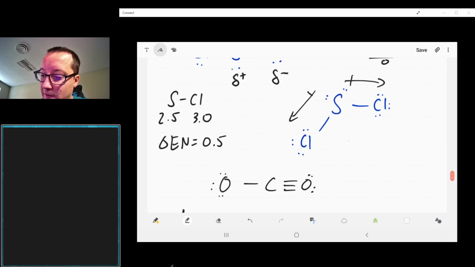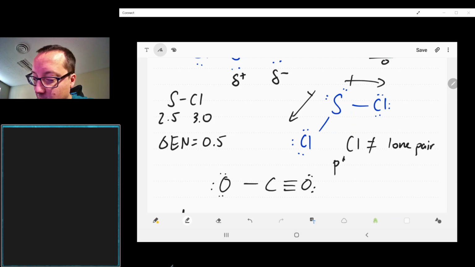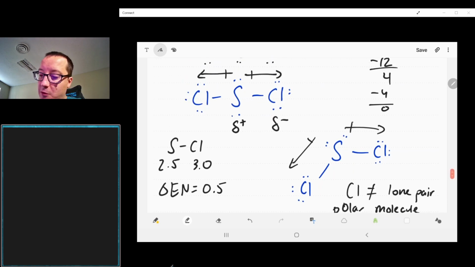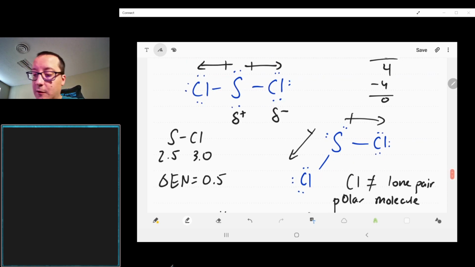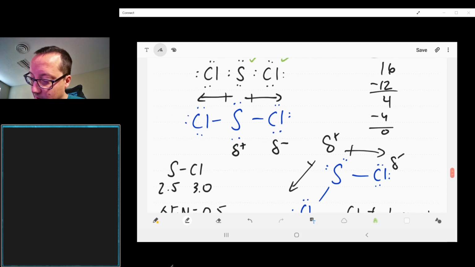A chlorine is not the same as a lone pair, so this should be a polar molecule. And indeed, we would see that overall, this sulfur would be partially positive, and these chlorines would be partially negative. And we're going to see that if we were to just look at this molecule, let me erase our electrons here.